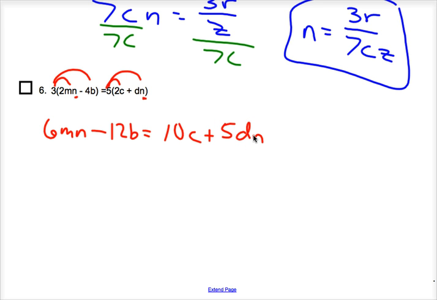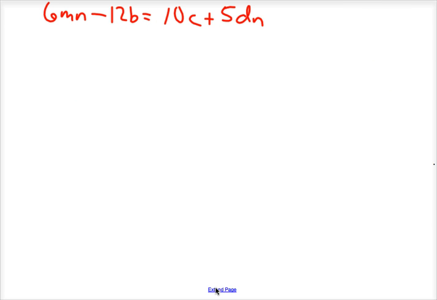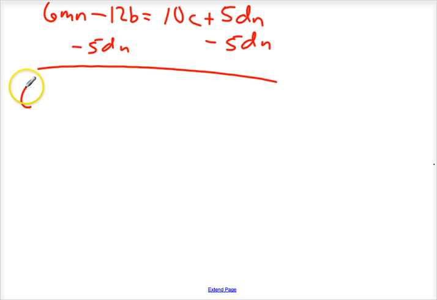5dn. And I said I want you to get the terms with the n's on the same side. So what we need to do is bring the 5dn over to the left or the 6mn over to the right. I guess I prefer to bring the 5dn over to the left. So I'm going to subtract that over. And that would leave me with 6mn, minus 5dn right there. I still have the minus 12b, and that equals 10c.